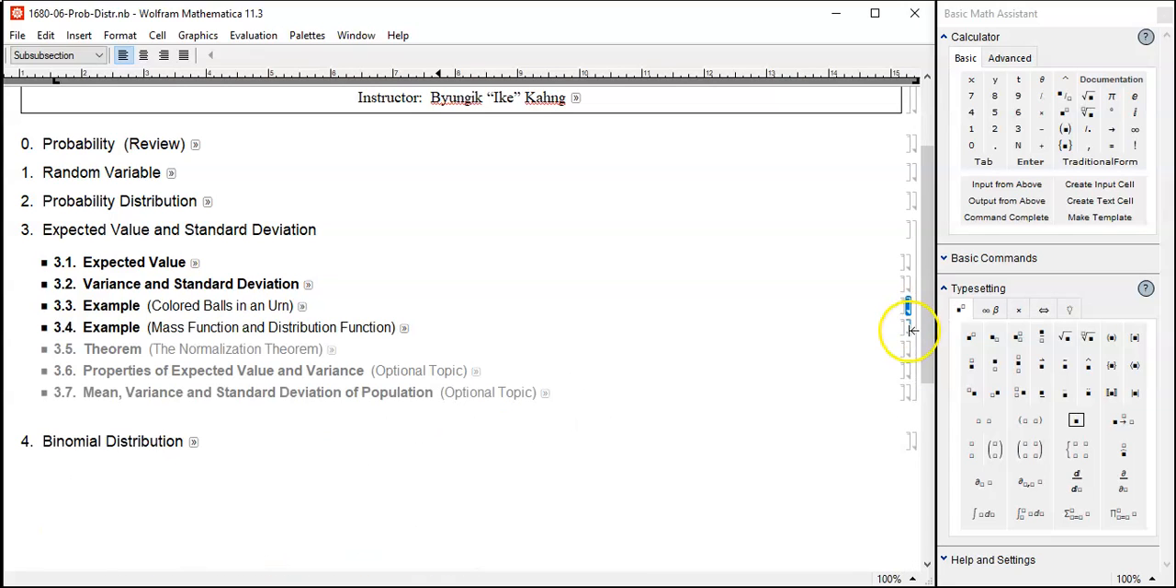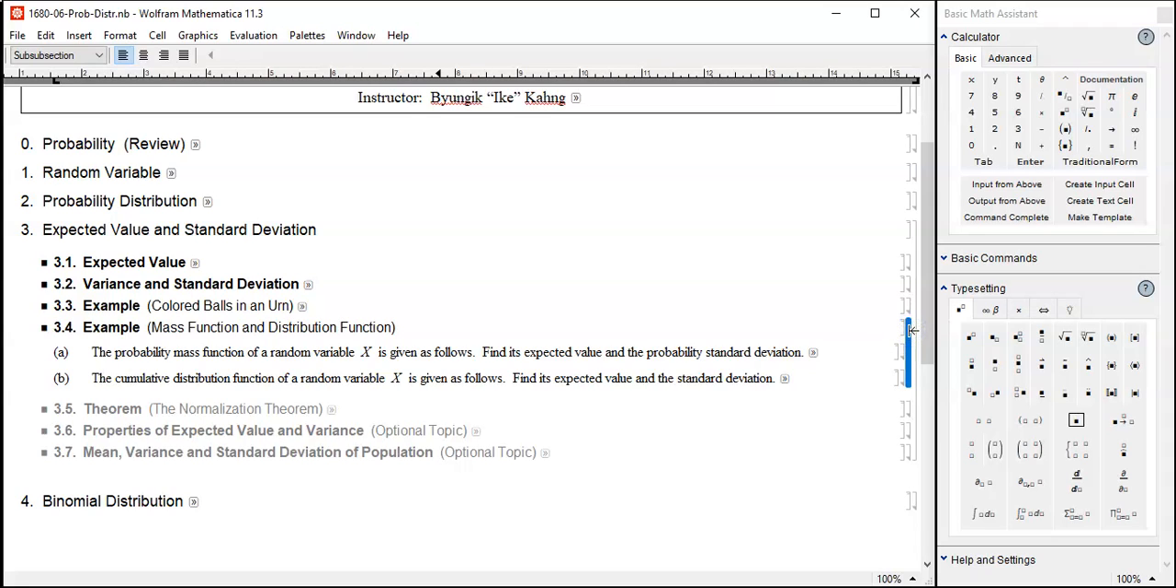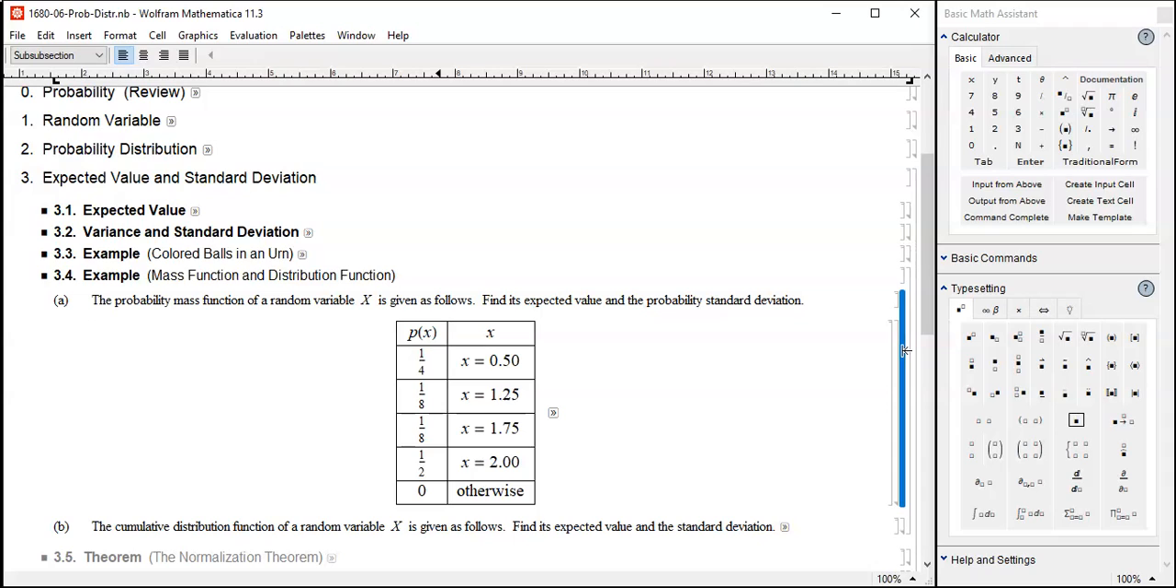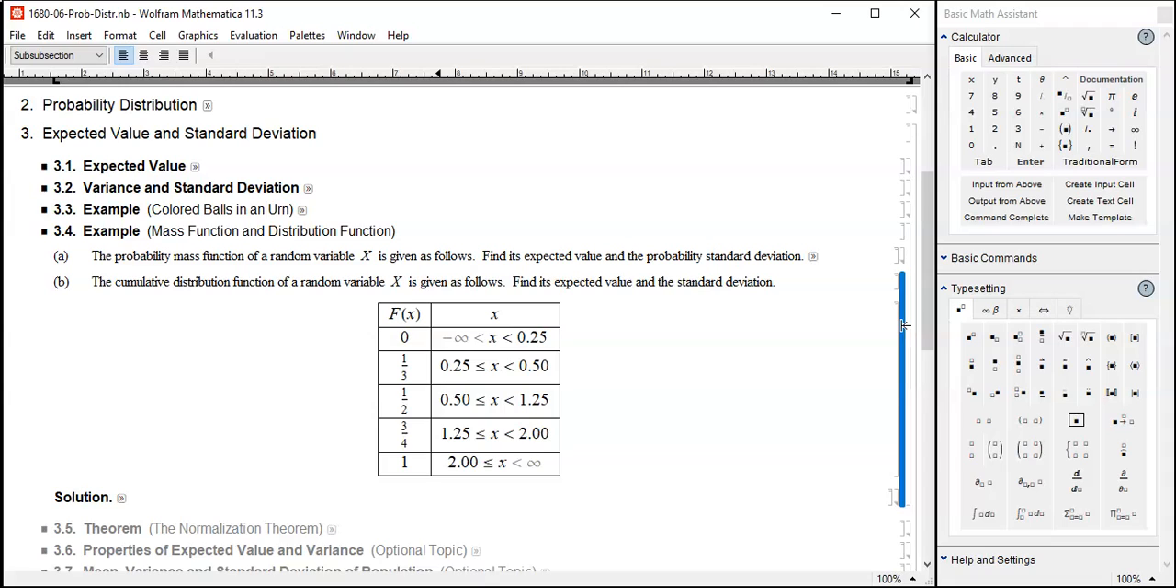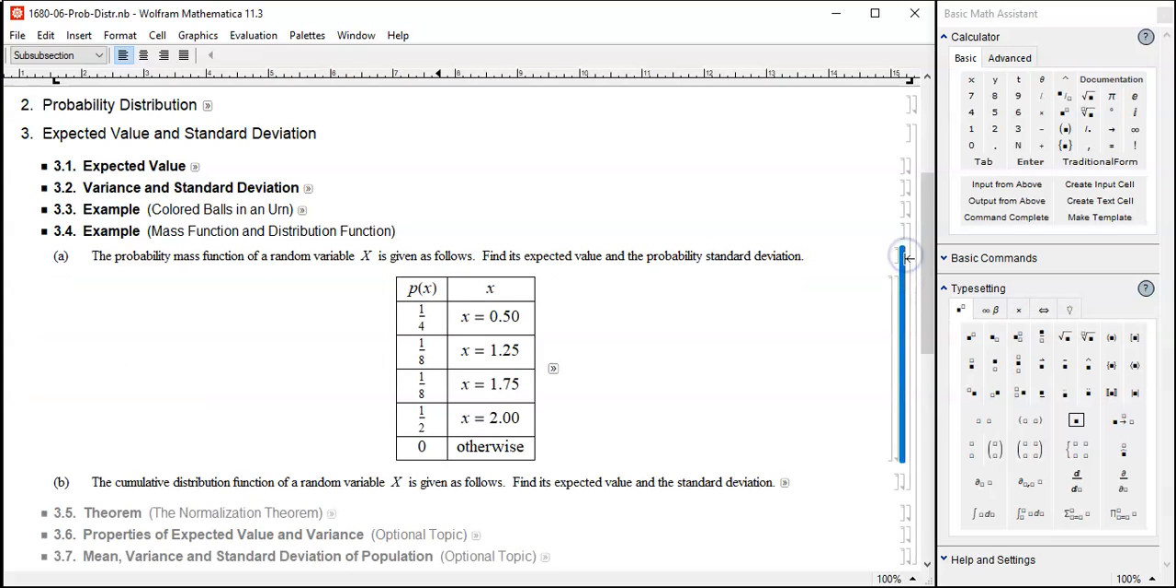Now, what if we have the mass function? And what if we have the cumulative distribution function? If you have a probability mass function, can we calculate the expected value and the probability standard deviation? We're going to do that. And then later, when we have cumulative distribution function, CDF, then how can you find out the expected value and the standard deviation? This one's easier, so let's do it first.